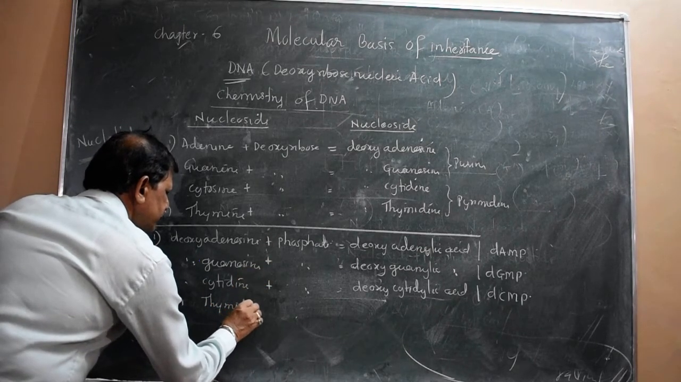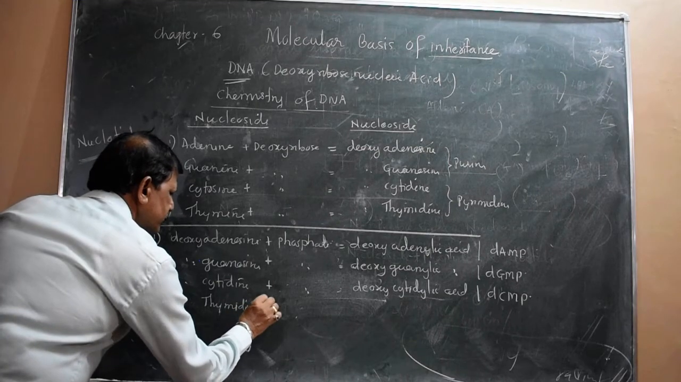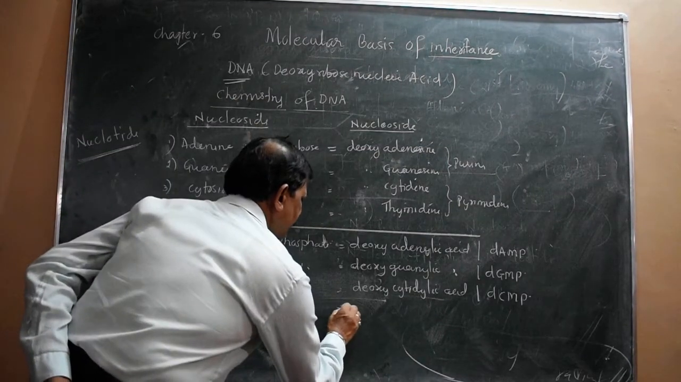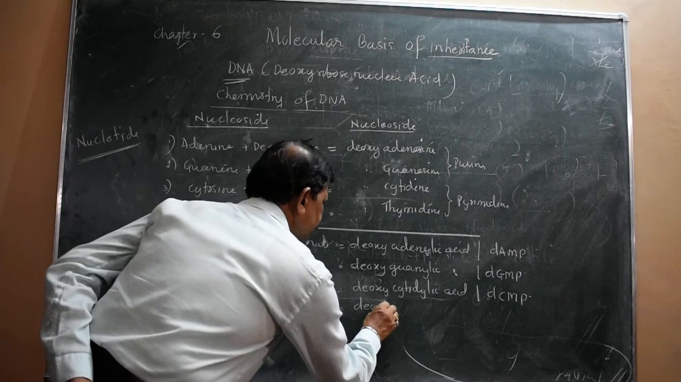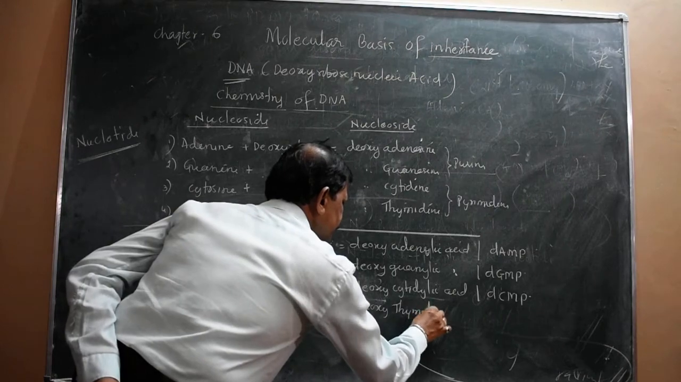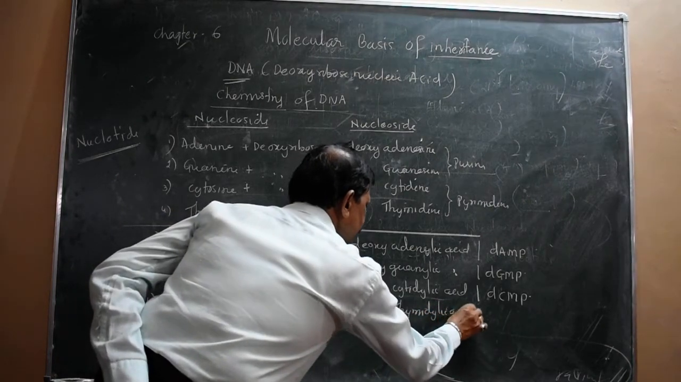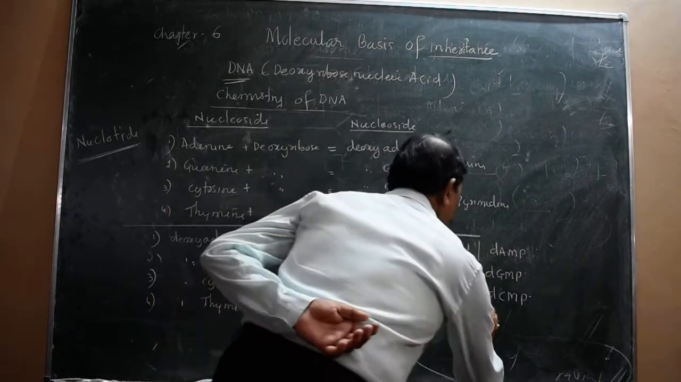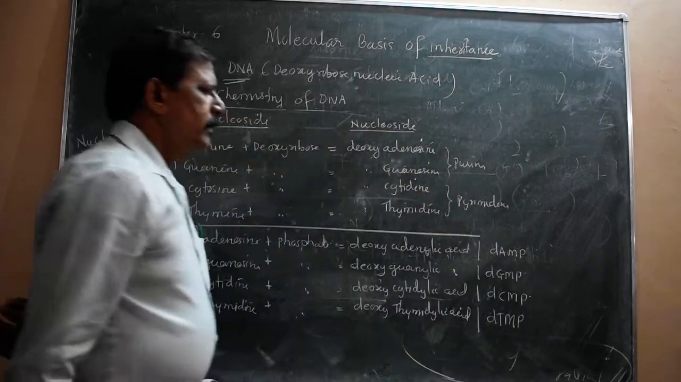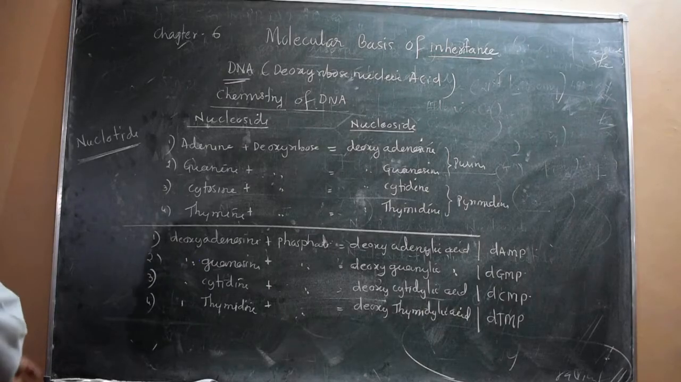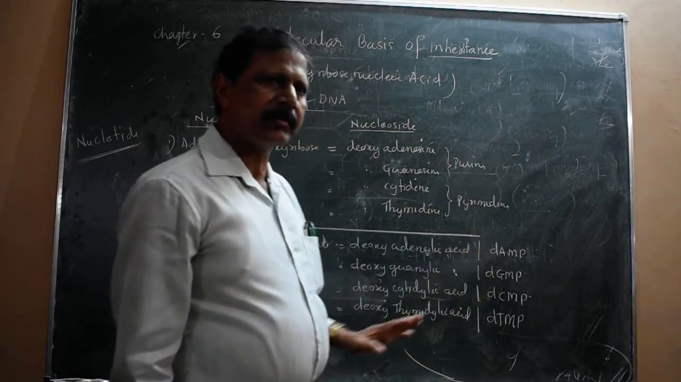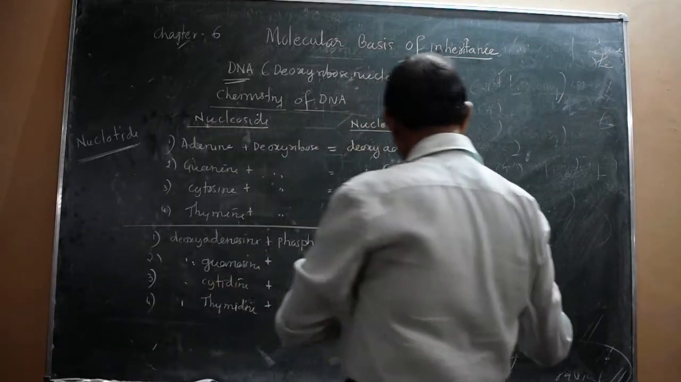deoxythymidine plus phosphate, and that will be written as deoxythymidylic acid, or it is DTMP, deoxythymidine monophosphate. So like this, the four different types of nucleotides are there. You can write the nucleotides in short form also.